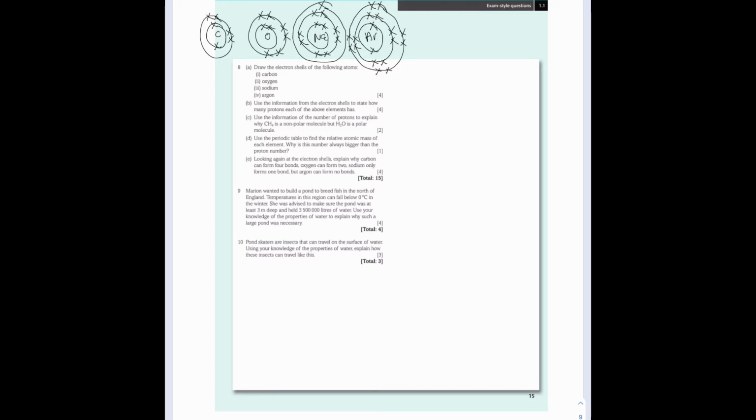Use the information from the electron shells to state how many protons each of the above elements has. Again, that's as GCSE, and the number of protons is equal to the number of electrons. So this has 6 electrons, I'll have 6 protons. 8 electrons means 8 protons, and 11 electrons means 11 protons, and 18 electrons means 18 protons. Use the information of the number of protons to explain why CH4 is non-polar but H2O is a polar molecule. Okay, so the number of protons in the nucleus of an oxygen is greater than the number of protons in the nucleus of a carbon atom.